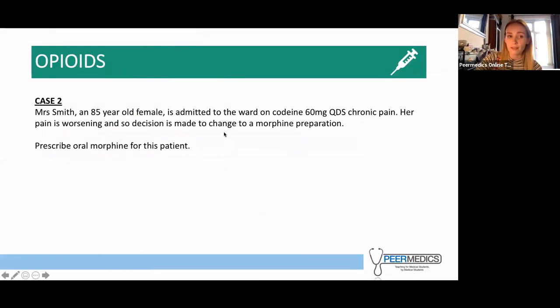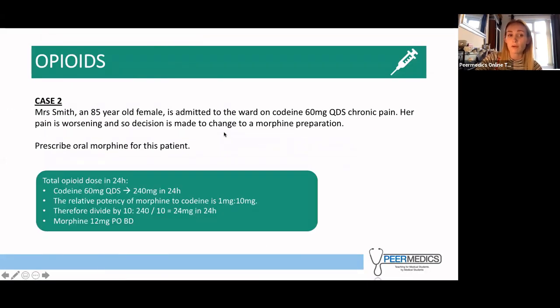So back to our case. We know that she's on codeine 60 milligrams QDS, so that's 240 milligrams in 24 hours. The relative potency of morphine to codeine is 1 milligram to 10 milligrams. So we're going to divide that dose by 10. That gives us 24 milligrams in 24 hours of morphine. That means that we're going to split it into twice a day. So morphine 12 milligrams BD. Does that make sense?